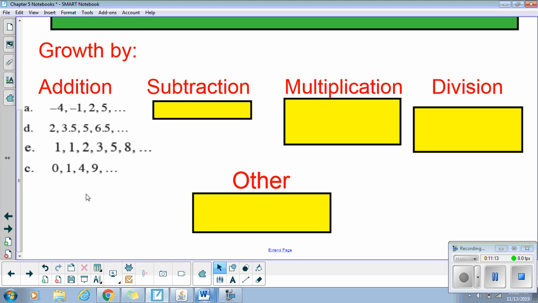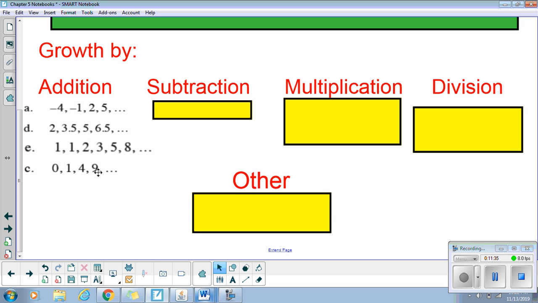And then we have C. Some of you might have put C here because you are adding the next odd. So between 0 and 1, I add 1. Between 1 and 4, I add 3. Between 4 and 9, I added 5. So I added the next odd each time.